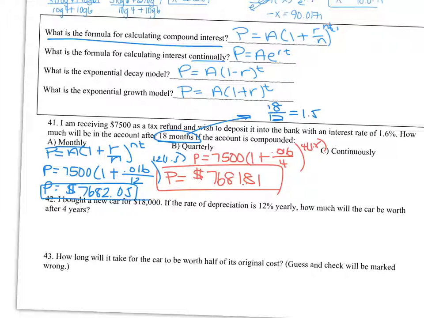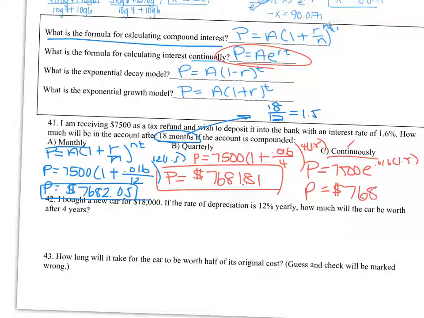If I look at the last one, when it's compounded continuously, that means I'm using that formula. So P equals 7,500 e to the r, 0.016 times 1.5. So that means P equals $7,682.18.